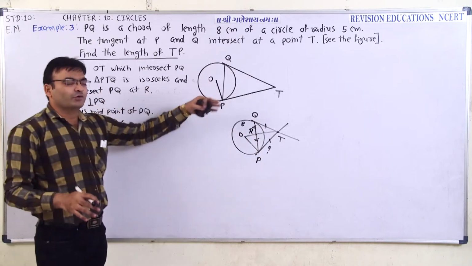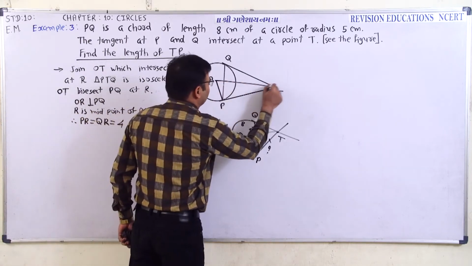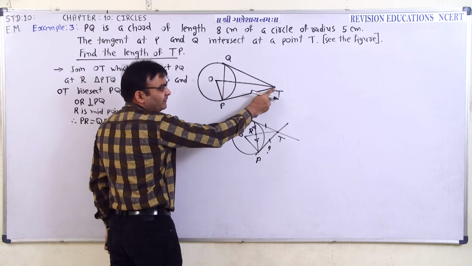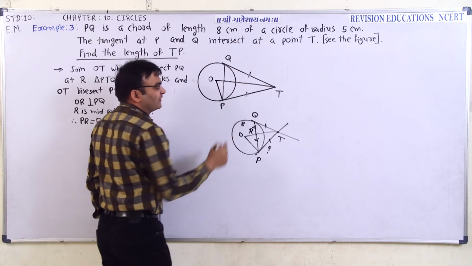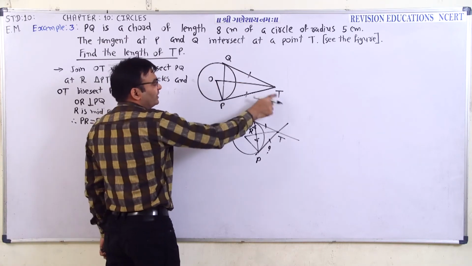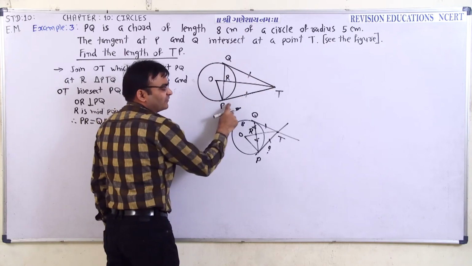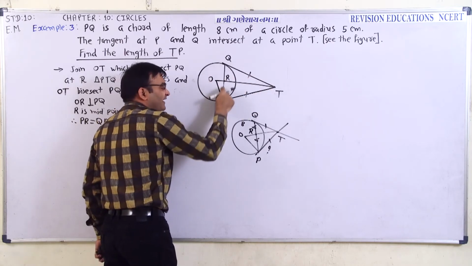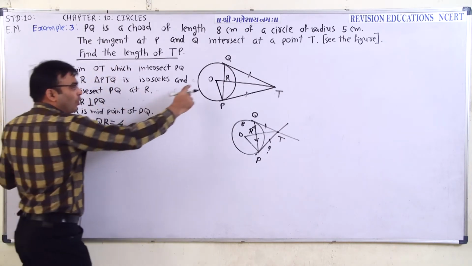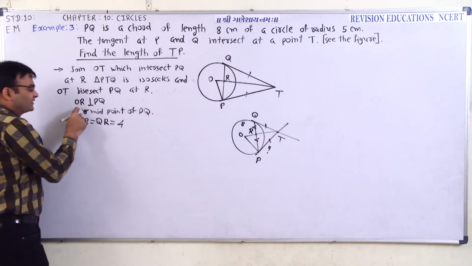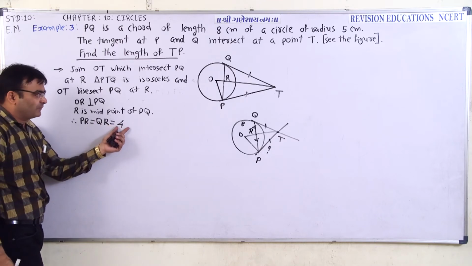Now you can use any kind of method. First you have to use Pythagoras theorem. Here we draw OT, join OT. Triangle PTQ is an isosceles triangle. OT intersects PQ at R, so OT bisects PQ at R. OR is perpendicular to PQ. R is the midpoint of PQ, so PR is equal to QR is equal to 4.